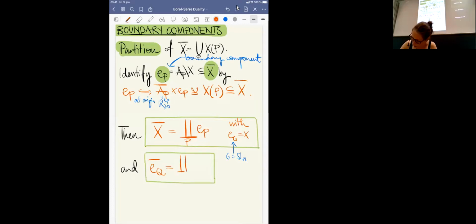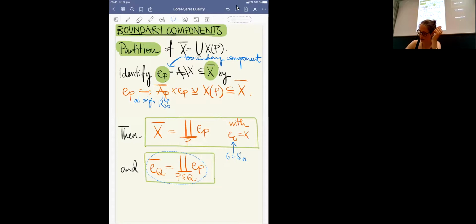So it decomposes. You mean the boundary? No, we don't, because I include the interior as the boundary component associated to the whole group. I'll be getting rid of it in a second. I'll be returning to the other thing in a second. So here we get a nice partition, but where we only take parabolic subgroups that are subgroups of Q.